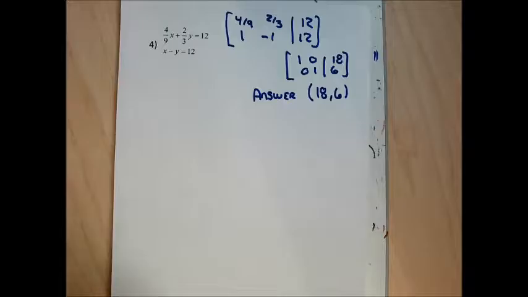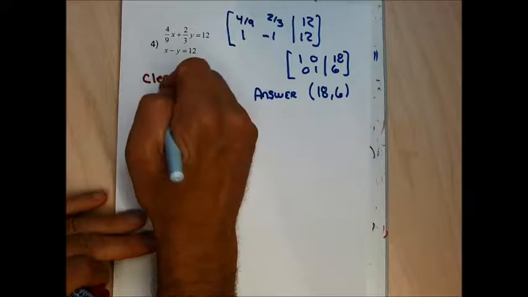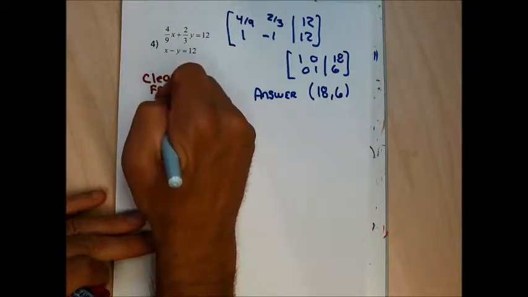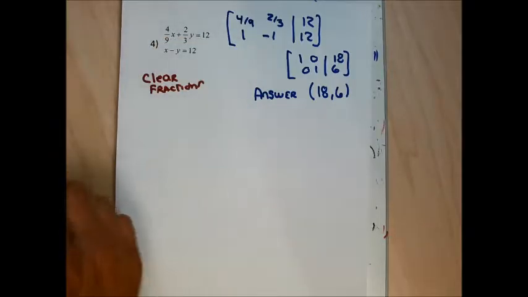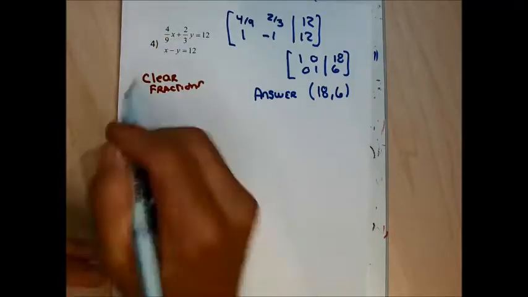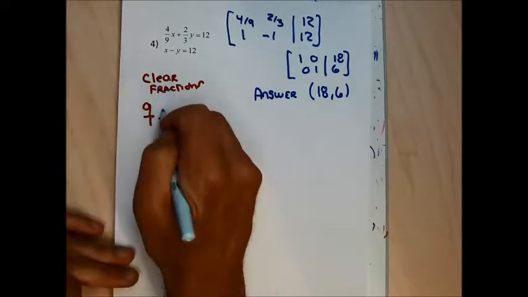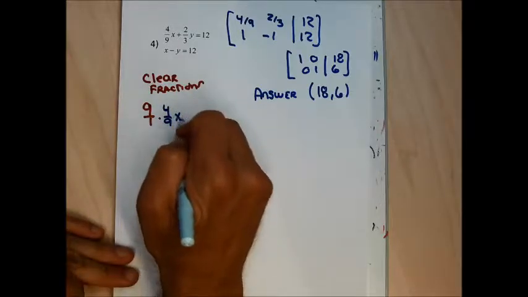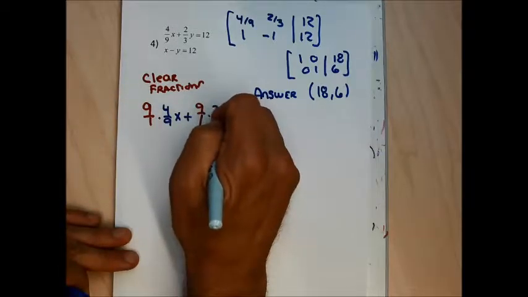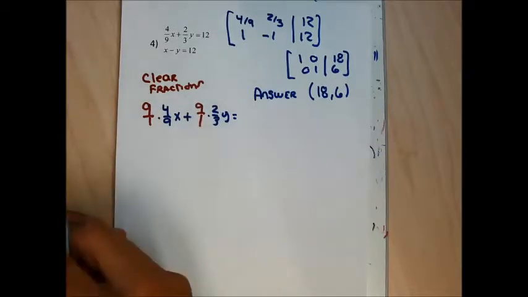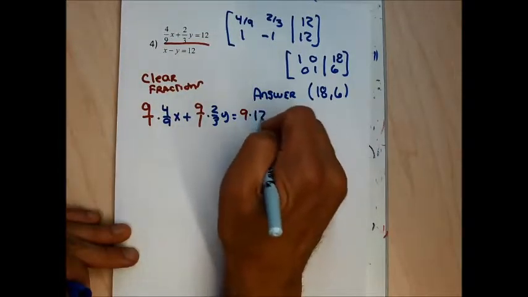Let me clean up that top equation before I get going. So I'm going to clear the fractions in the top equation before I do anything. I'm going to clear the fractions by multiplying through by 9, which is the least common denominator between 9 and 3. So I'm going to go 9 over 1 times the 4/9 x plus 9 over 1 times 2/3 y, and then do 9 times 12. I don't need to do the 9 over 1 there because it's not a fraction.